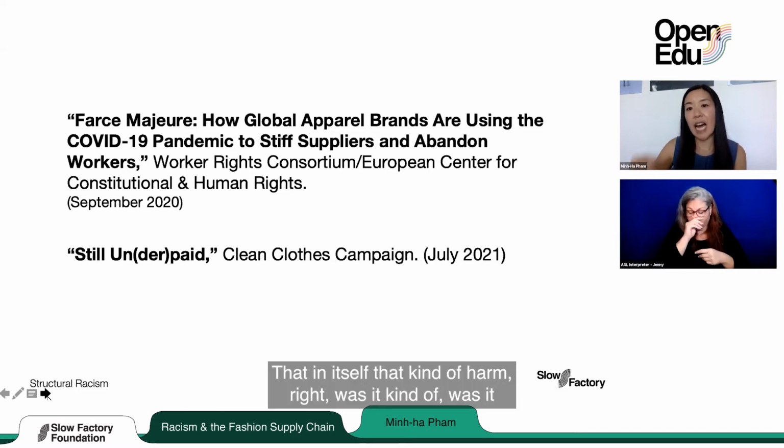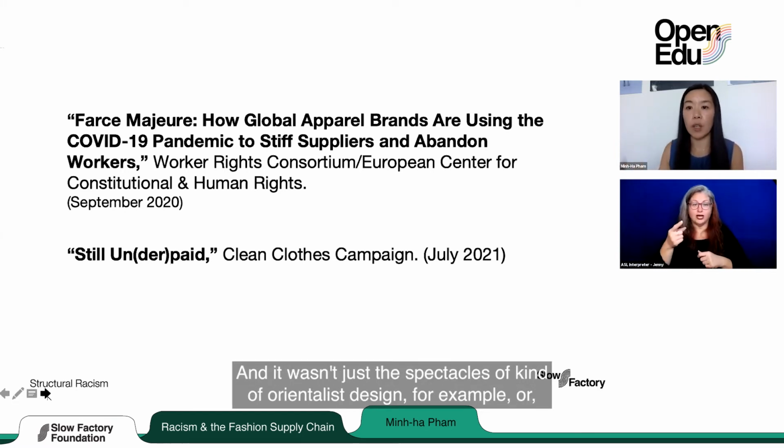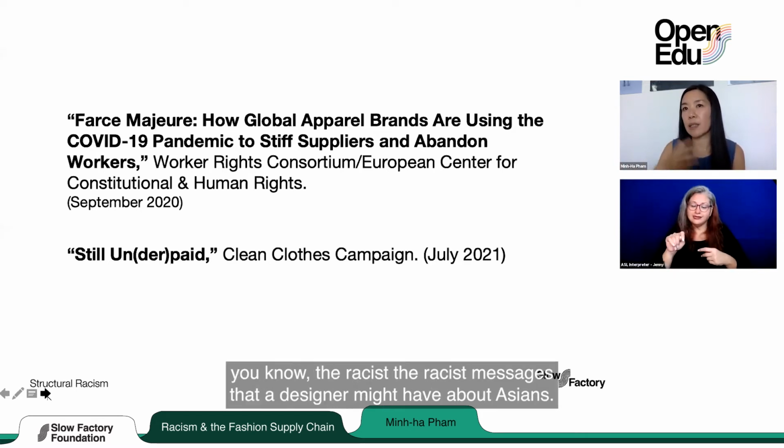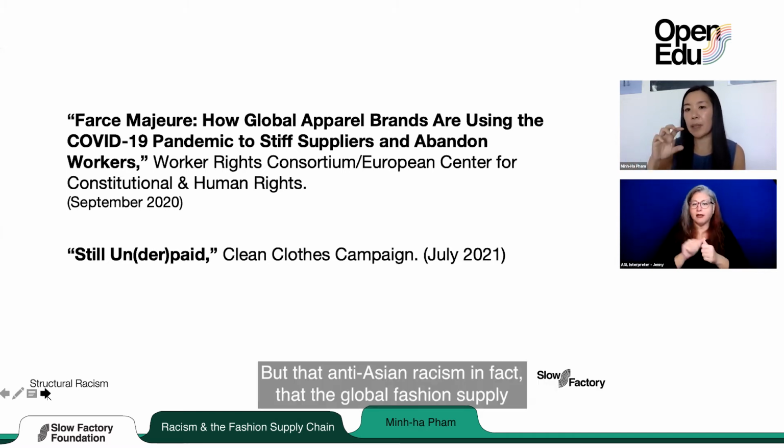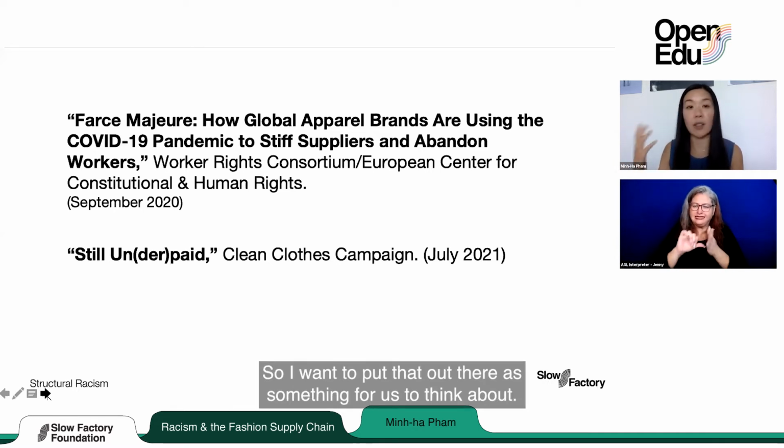That in itself, that kind of harm, right, it embodies fashion's racism, right? And it wasn't just the spectacles of Orientalist design, for example, or the racist messages that a designer might have about Asians, but that the global fashion supply chain, in fact, embodies and enacts racism, but particularly an anti-Asian racism. So I want to put that out there as something for us to think about.